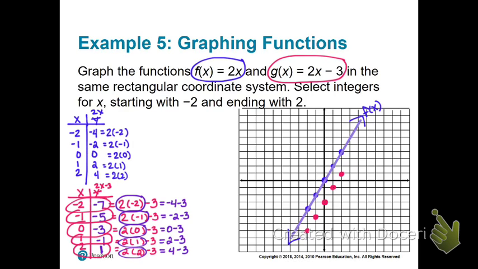And then let's play connect the dots. They're parallels. And make sure you label that as your g of x.